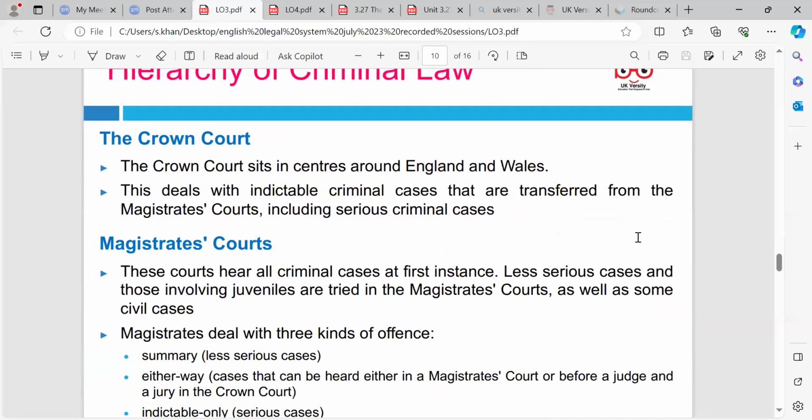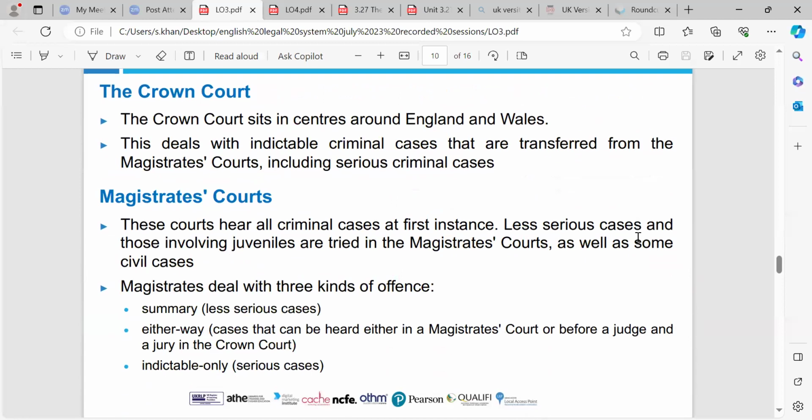And then we looked at the Crown Court, which sits in centres around England and Wales and deals with indictable offences that are transferred from the Magistrates Court, including serious criminal cases, such as maybe things like murder, high treason cases, fraud, trafficking. So because the Magistrates Court can't deal with them, they are referred to the Crown Court for trial by jury.